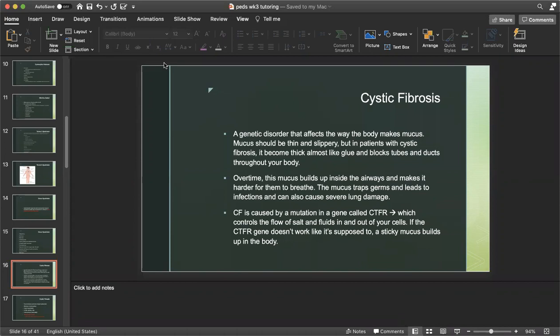So cystic fibrosis is caused by a mutation in a gene called CFTR, which controls the flow of salt and fluids in and out of your cells. If the CFTR gene doesn't work like it's supposed to, a sticky mucus builds up in the body and then leads to cystic fibrosis.